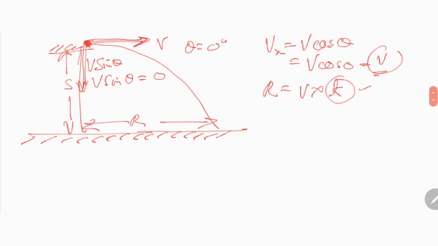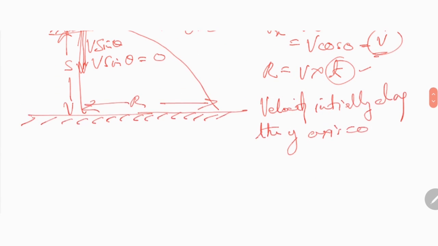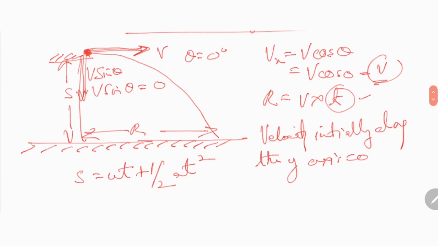Therefore, the ball's velocity initially along the y-axis is equal to 0. Clear? And so we know initial velocity is 0. So again we can apply our formula, S is equal to ut plus half at square. Now in this particular case, g is acting downwards, everything is downwards, so we don't need to bother about the sign convention, because there is going to be no confusion here.